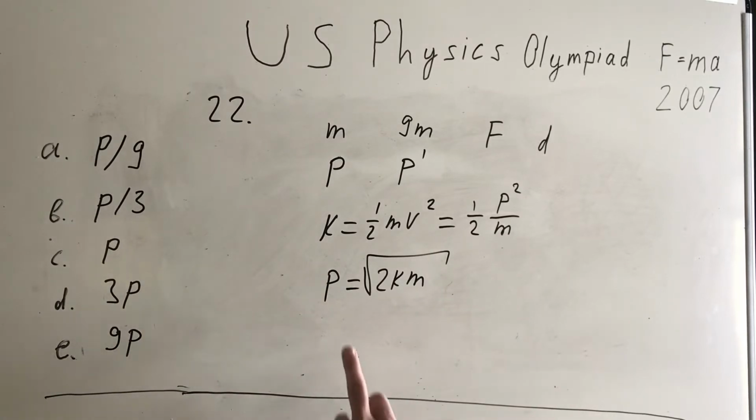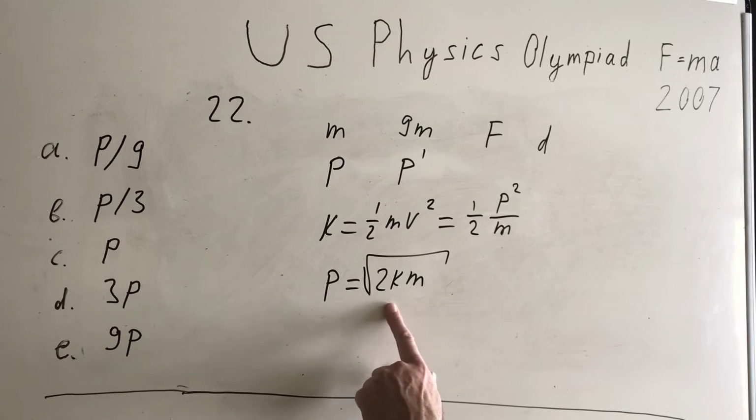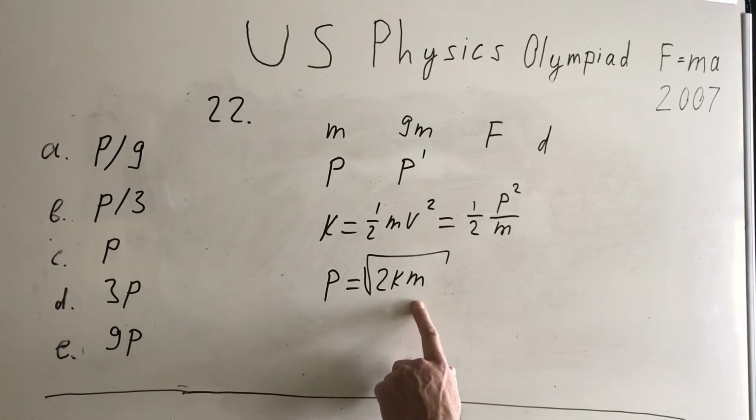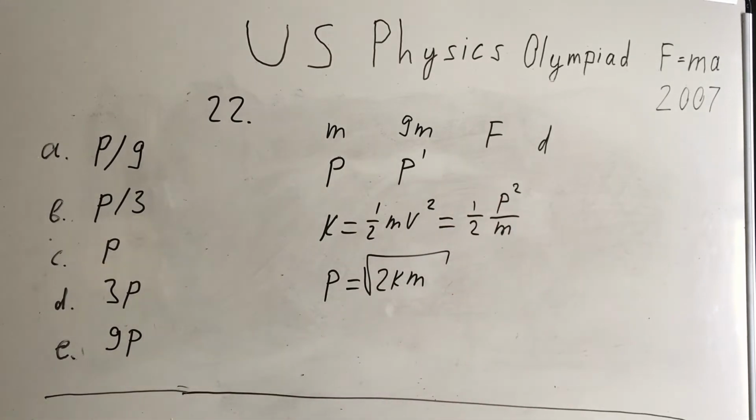and if we look at this expression, the kinetic energy is the same, but the mass was increased 9 times. It means that the momentum was increased 3 times. So D is the correct answer.